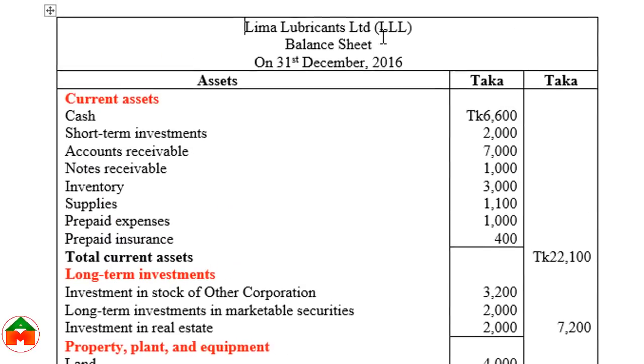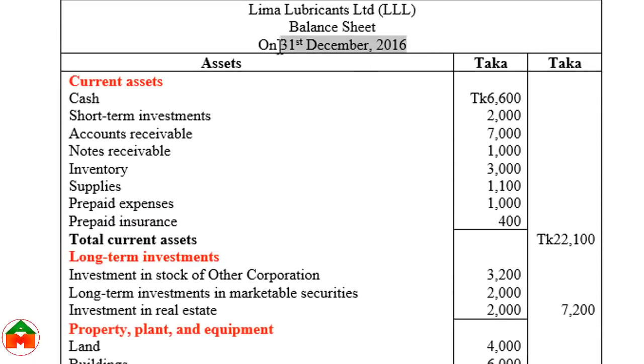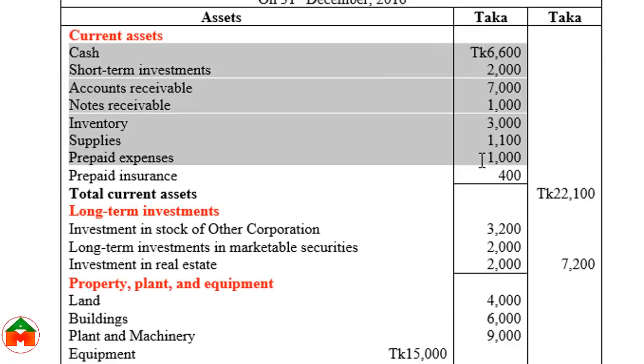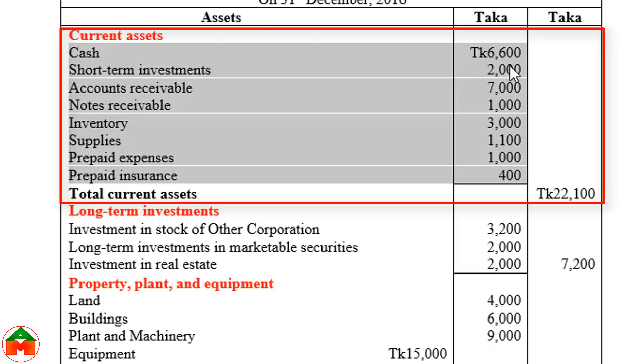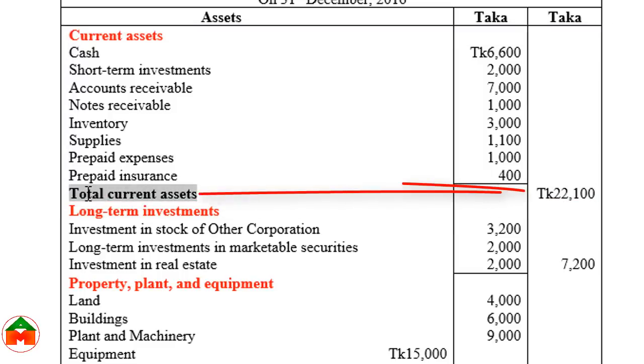Let's see, it's a balance sheet, and this balance sheet is prepared on a specific date, while the income statement and owner's equity statement are prepared for a year or particular period. So we have taken these current assets from the question: cash 6,600, short-term investment 2,000, account receivable 7,000, notes receivable 1,000, inventory 3,000, supplies 1,100, prepaid expenses 1,000, prepaid insurance 400. These are the items of current assets. So we need to sum up these items. Here the total amount is 22,100. This is the total current asset.